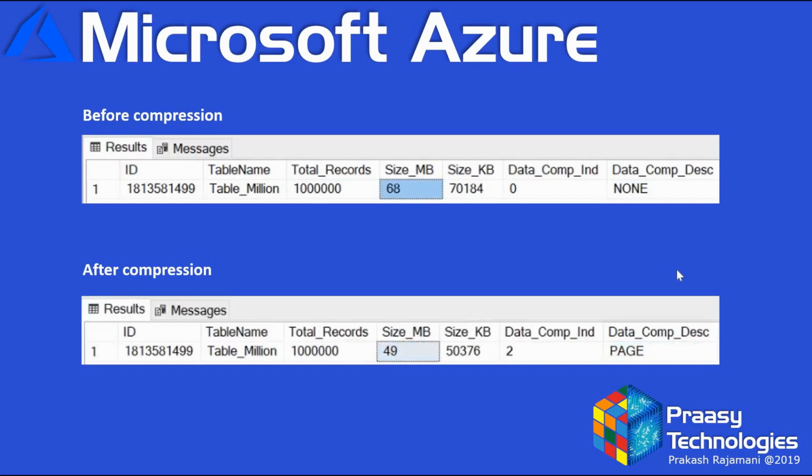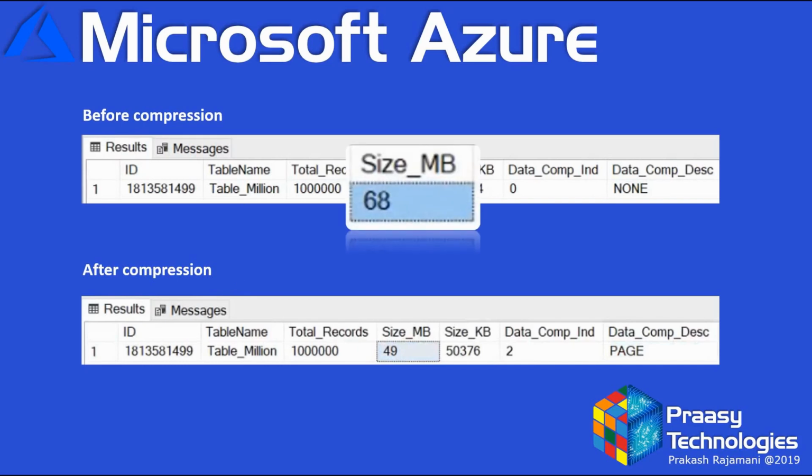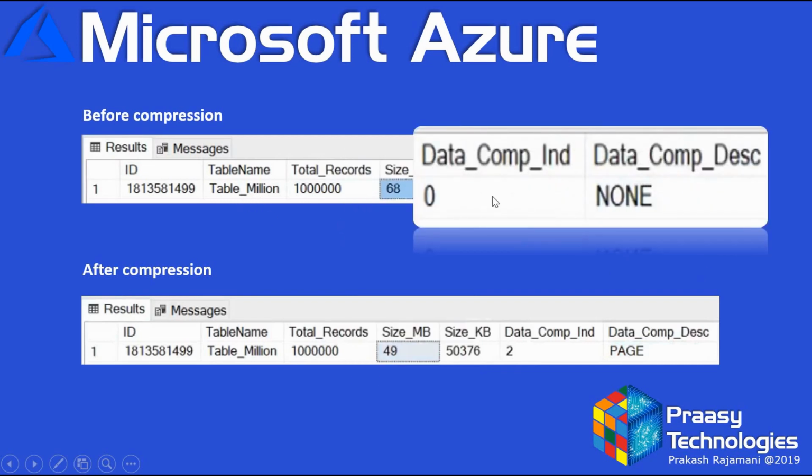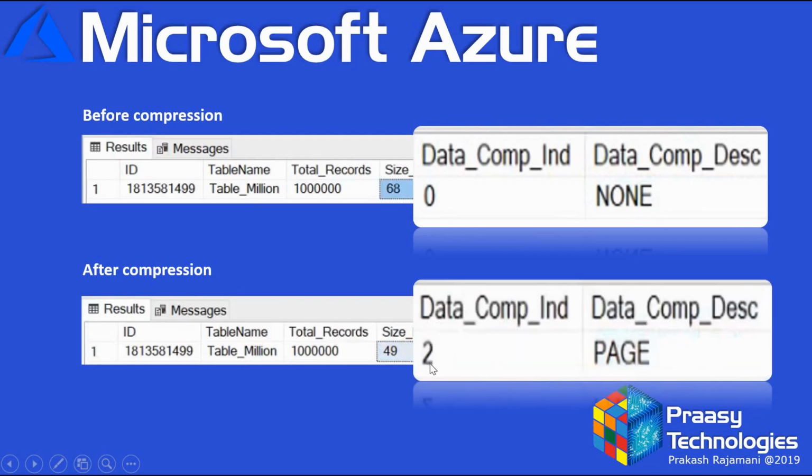Now we're going to compare the results of the table before and after compression. Before compression you can see that the size is 68, and after compression the size is reduced to 49 MB. Before compression the indicator is 0 and the description is none, which means that no compression is applied on this table. After compression the indicator has changed to 2, which means that page compression has been applied on this table. But you can see that the record count does not change, it remains the same, which is 1 million.